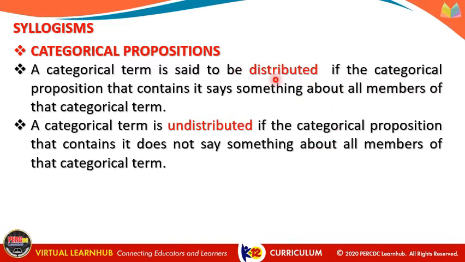So again, distributed, we are sure about all members of the categorical term. While for undistributed, we do not know anything about all members. Maybe you just know some, but not all. So that is undistributed.